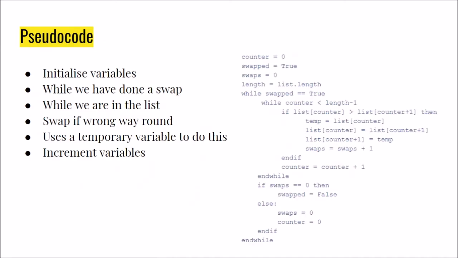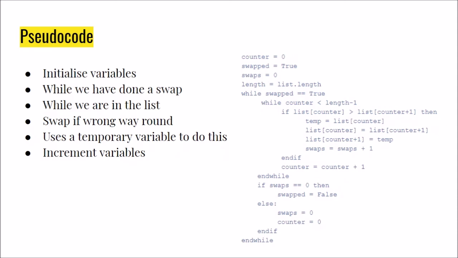Alright, so let's look at it in pseudocode. Again, you might not be tested on the actual pseudocode of it, but sometimes it can help to get a deeper knowledge of the content. So at the top we can see all the variables are initialized. And what this just means is we're giving them a value, right? The counter is starting off with the value of 0, swaps is starting off with the value of 0, and length is equal to the length of the list.